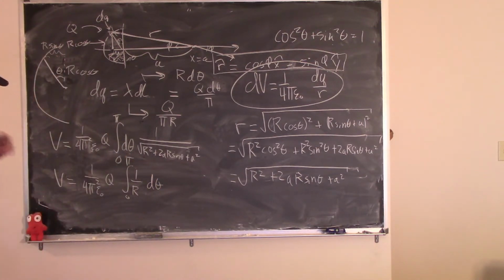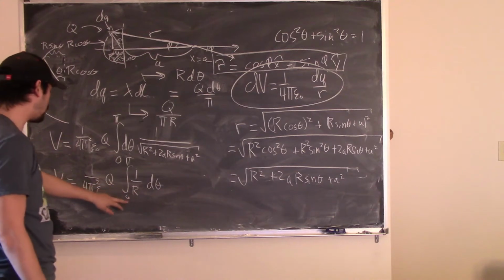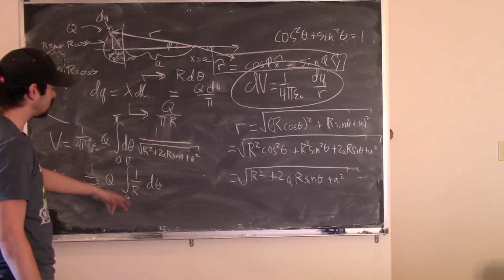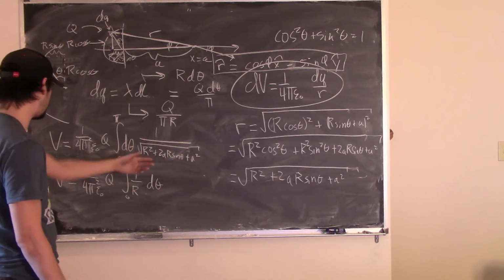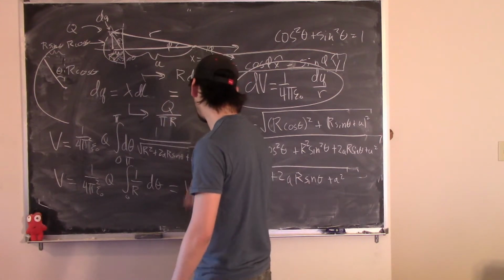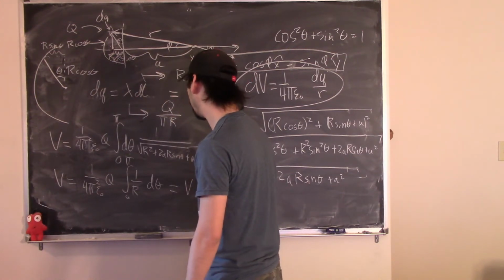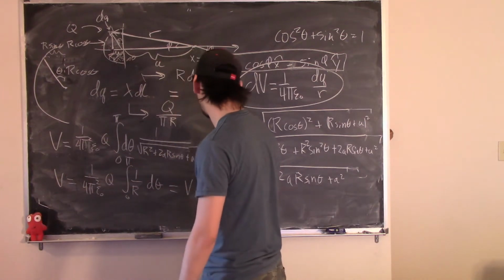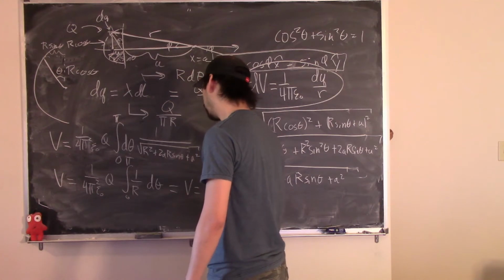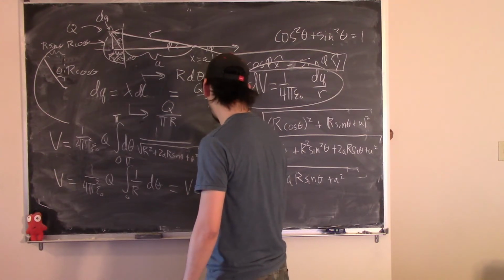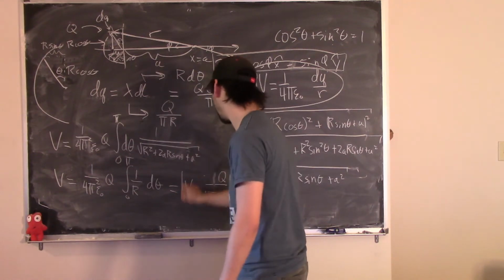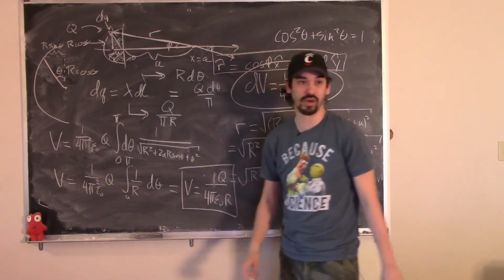Okay? And then when we evaluate this integral, 1 over r is just a constant. So this is the integral of d theta from 0 to pi. That just gives us a factor of pi. And so in the end, the pi is going to cancel one of these pi's, and so this is going to be V is equal to 1 over 4 pi. We have a Q in the numerator, and an epsilon naught r in the denominator. And that's our final answer.